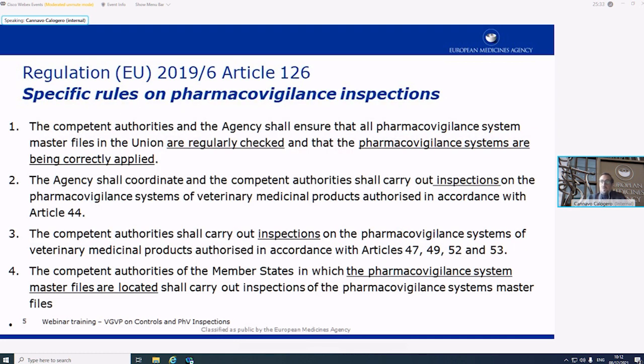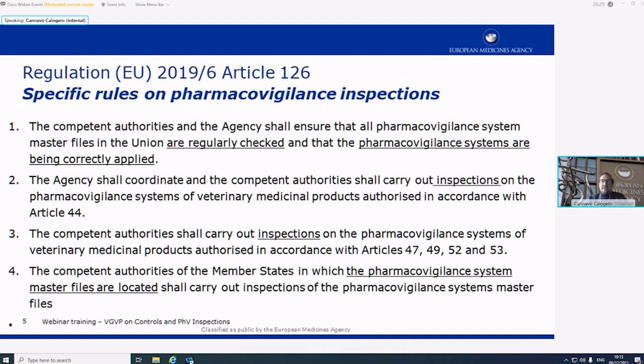Next slide. So the regulation article 126 gives the power to the competent authority and the agency to ensure that all pharmacovigilance system master files in the Union are regularly checked and the pharmacovigilance systems are being correctly applied. So the role of the agency will be to coordinate the inspection, and the competent authority shall carry out the inspection on the pharmacovigilance system of the products that are authorized in accordance with Article 44, that we mean the CAP, centralized procedure, but also the products that are authorized in accordance with Articles 47, 49, 52, and 53, that are the rest of the national products, let's say.